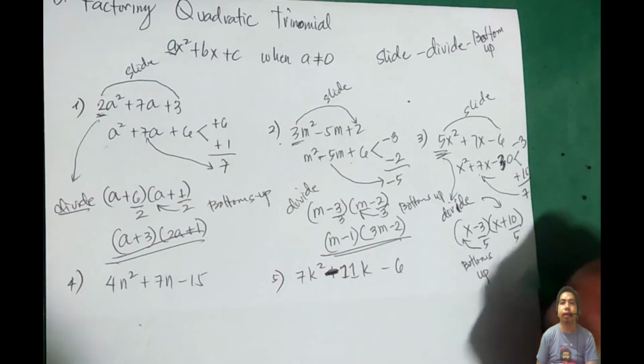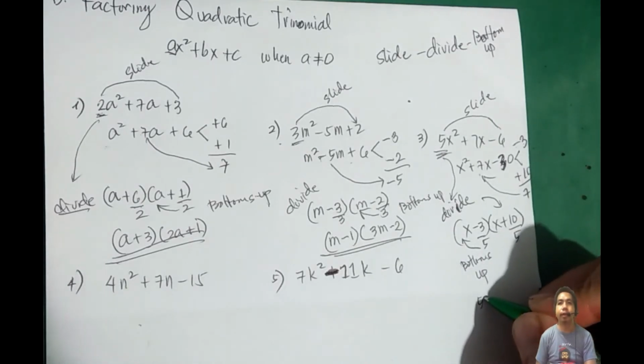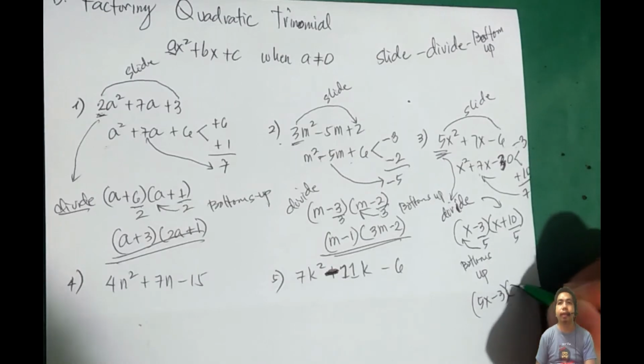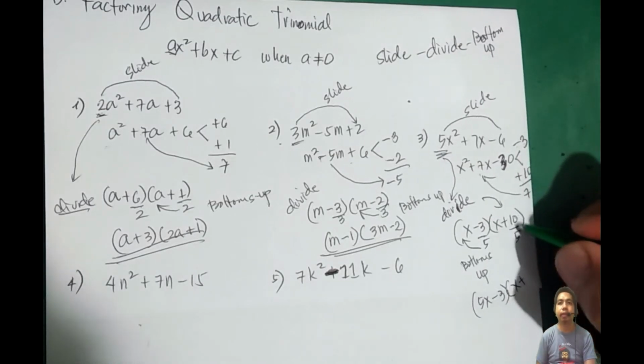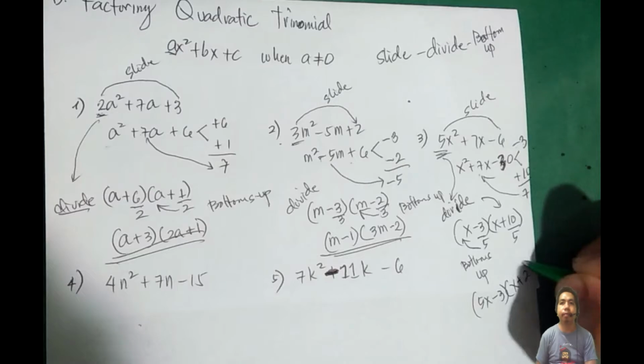Okay, so, now we have the final answer. That is, 5x minus 3. Bottoms up lang yan. Then, dito naman, i-divide natin. 10 divide ninyo sa 5, that is, we have positive 2.